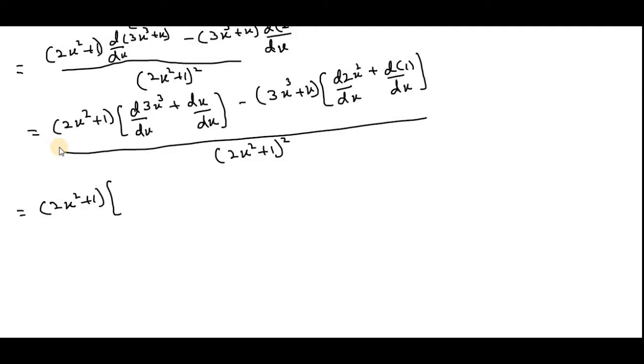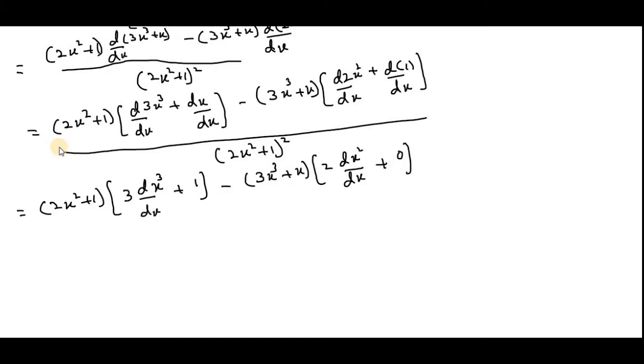Now 2x square plus 1, applying constant time function, d by dx x cube, and the derivative of x is 1 as we know, minus 3x cube plus x, again applying constant time function, d by dx x square, and 0 because the derivative of 1 is 0, it is a constant.